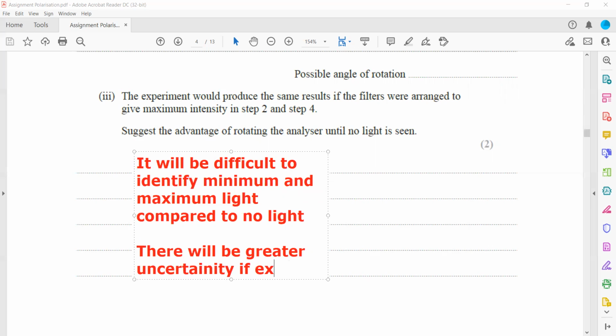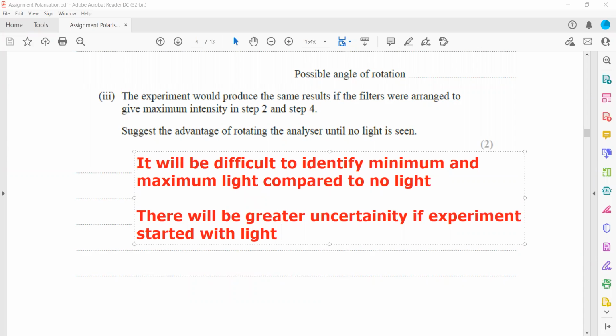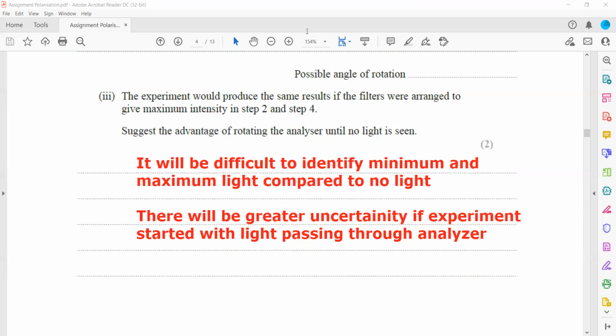If the experiment started with light, it would be seen through the light passing through the analyzer. Is this experiment clear?